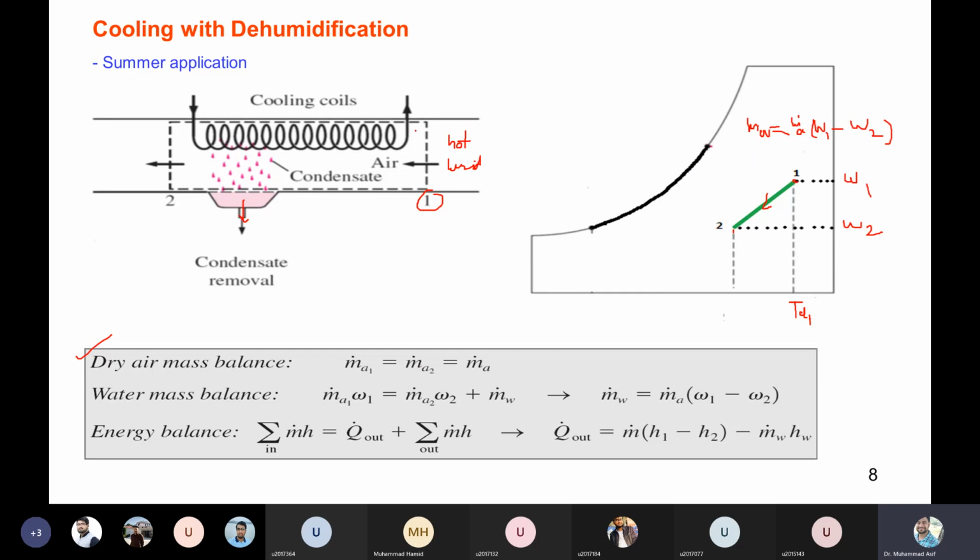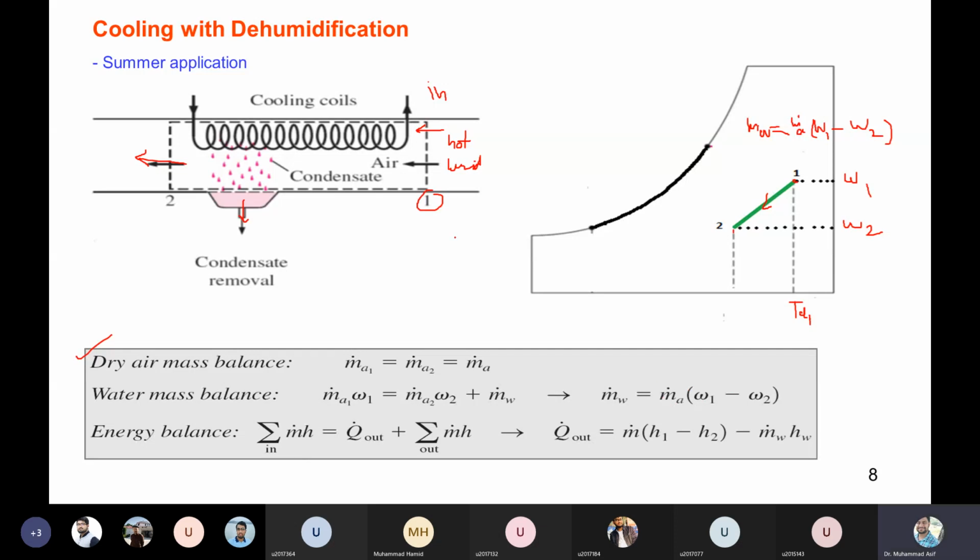What about the water vapors? Here the water vapors is Ma1 into omega 1, right? And this is the incoming, this is the in. And where are the out water vapors? Here is the out water vapors, and here is the out. So incoming should be equal to outgoing. So in is equal to out. So out is at this location, I mean Ma2 omega 2 and Mw. So this Mw, mass of the water vapors, is basically the difference of the humidity ratio omega 1 minus omega 2 into the mass of the dry air.